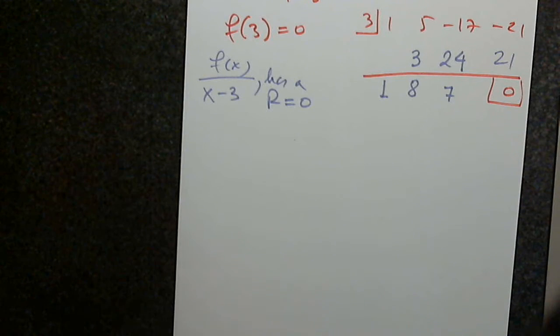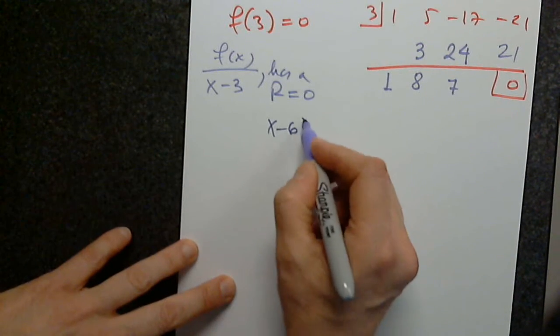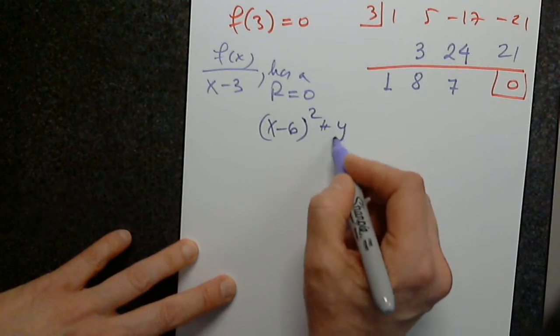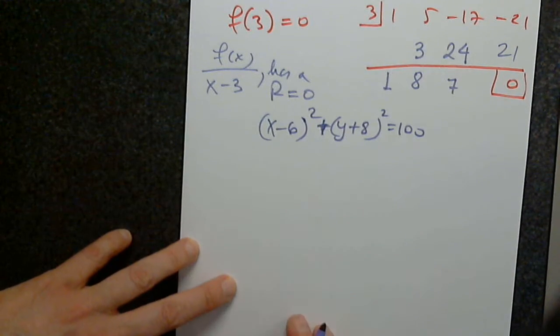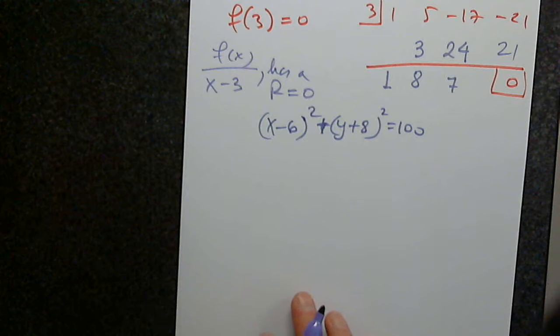Okay, so we have x minus 6 squared plus y plus 8 squared equals 100. x minus 6 squared plus y plus 8 squared, everything equals 100.